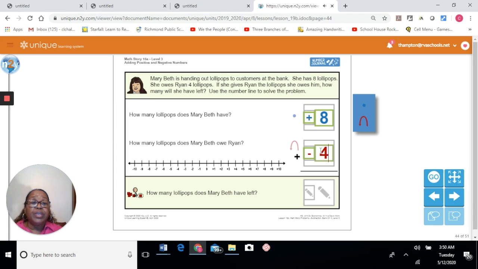Excellent. So let's see if we can make that work. It says, how many lollipops does Mary Beth owe? A negative 4. So let's solve the problem. We're going to use this blue dot right here, and where are we going to start? At the positive 8. We're going to move our dot to the positive 8.